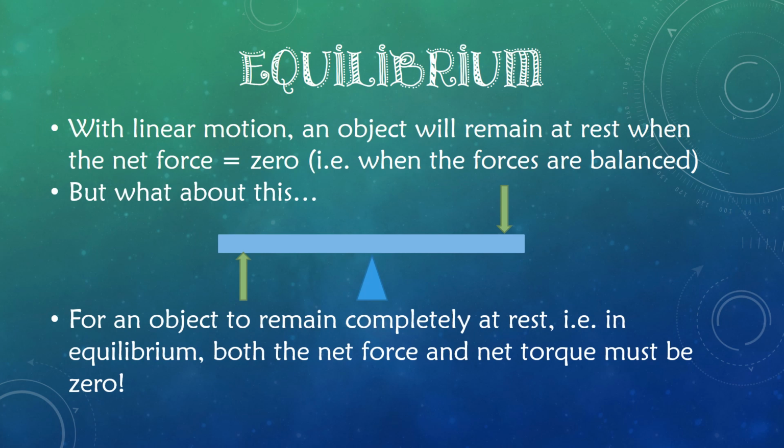So this brings up a new thing, that for an object to remain completely at rest, in other words, it's not moving linearly and not rotating, we call that being in equilibrium. Both the net force and the net torque must be zero. We'll apply these two important rules when we're analyzing objects that must remain at rest, both linearly and rotationally.